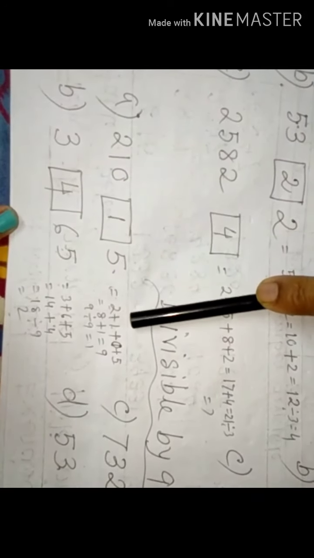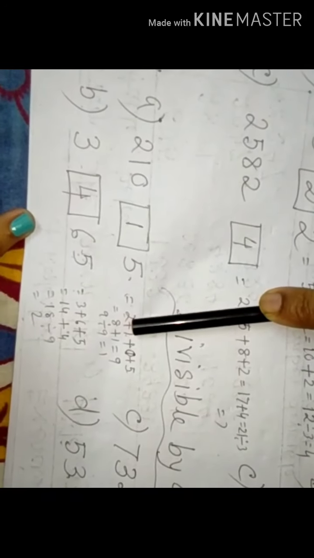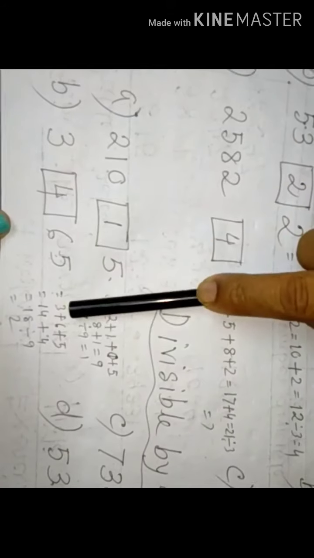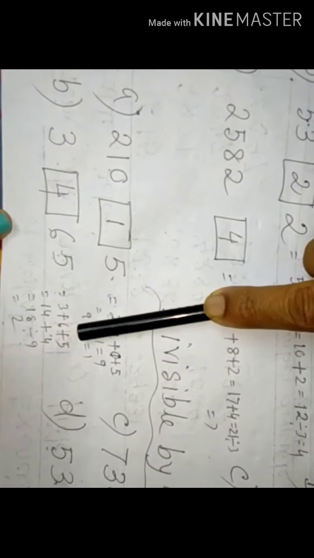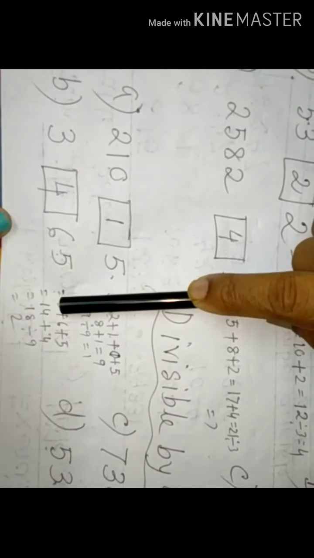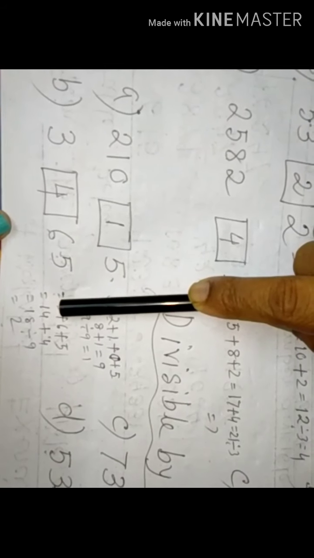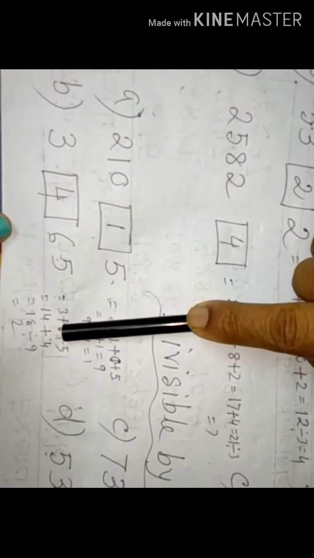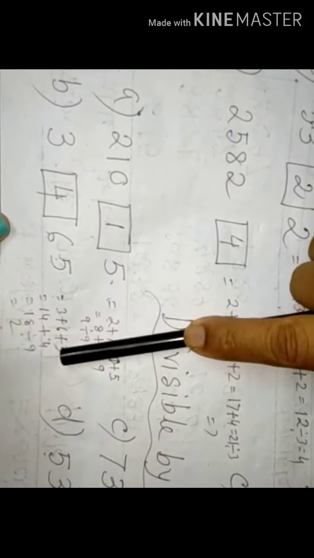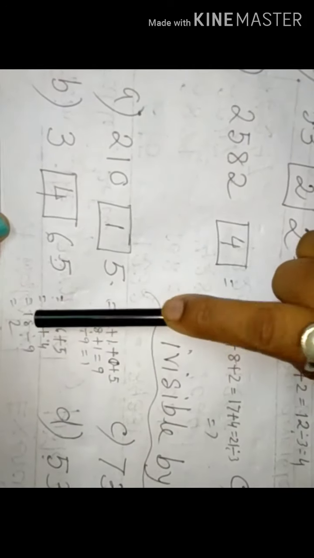A, divisible by 9: 2, 1, 0, box, 5. 2 plus 1 plus 0 plus 5: 2, 3, 8. 8 is not divisible by 9; 8 plus 1 is 9. So the box is 1. B: 3, box, 6, 5. 3 plus 6 plus 5 is 14. 14 is not divisible by 9. So 14 plus 4 is 18. 18 divided by 9 is 2.